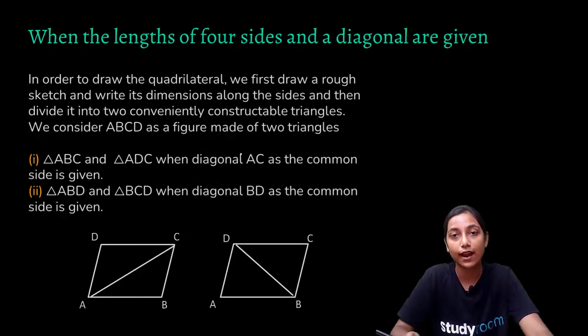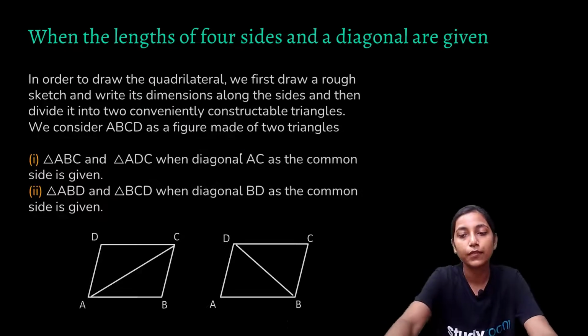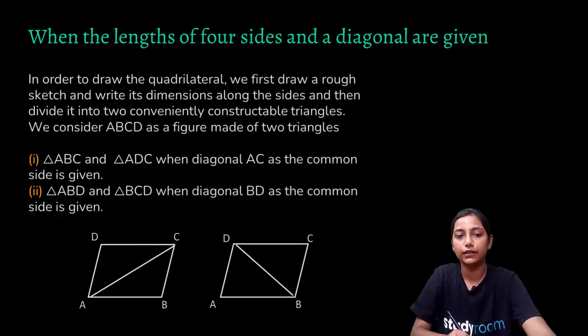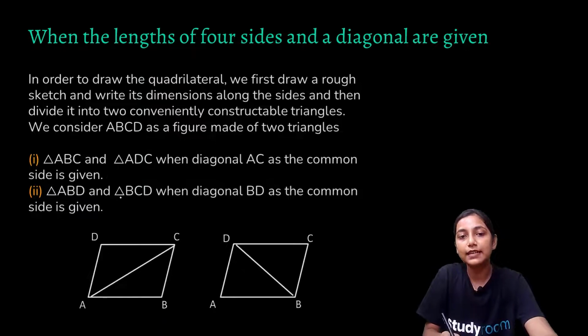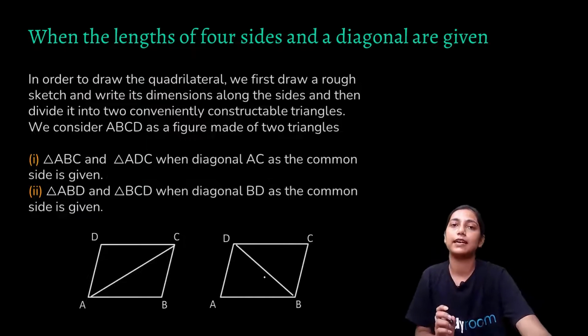We know how to construct triangles. We are going to first make a rough sketch of the quadrilateral and then conveniently divide it into constructible triangles. Consider ABCD as a figure made of two triangles, triangle ABC and triangle ADC, when diagonal AC is given as the common side. Or triangle ABD and triangle BCD, if diagonal BD is given as the common side.